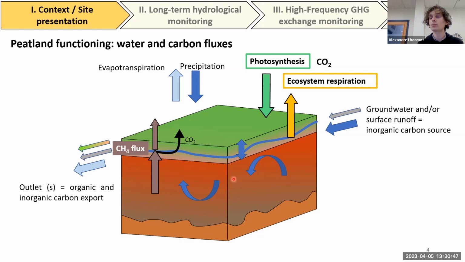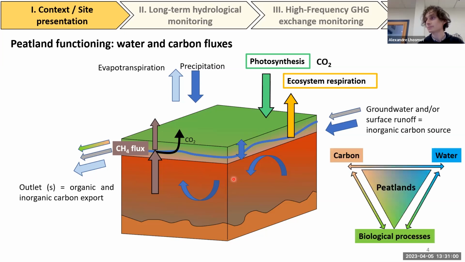So here we have a quite simple model of the main water and carbon fluxes in peatlands, and we can see that they are connected and closely linked. In addition, peatlands are a complex system between carbon dynamics, water dynamics, and biological processes, because the wet conditions control vegetation, but also microorganisms along the vertical axis, the vertical depth of the peatland.